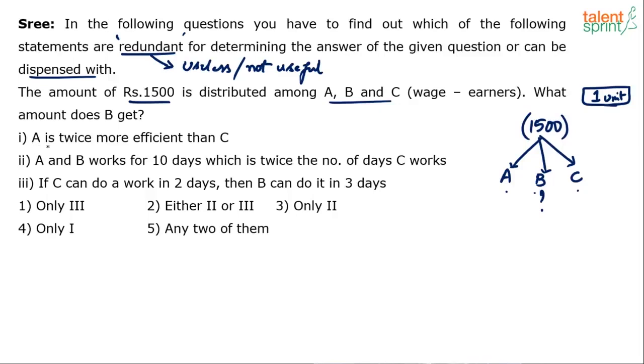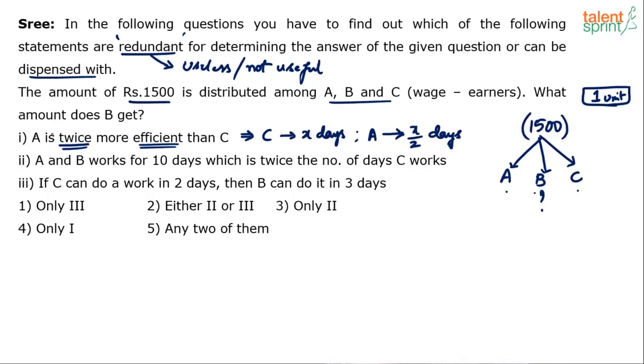First statement, A is twice more efficient than C. Meaning what? If C can do the work in X days, A will do it in X by 2 days. Remember, A is twice efficient. So if a person is twice efficient, the number of days required is half. Yes or no? If C can do it in 10 days, A will not take 20 days. Don't get confused. If A's efficiency is twice, time required by A will be half. So if C can do it in X days, A can do it in X by 2 days.